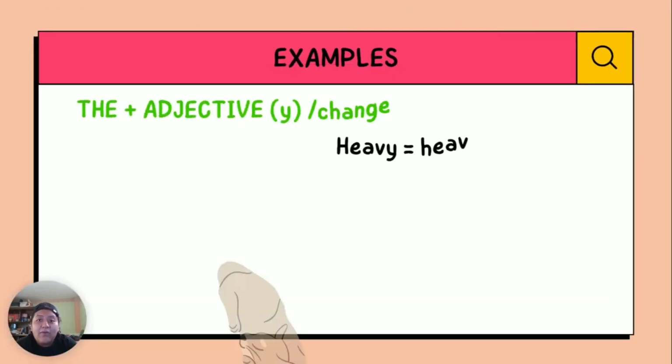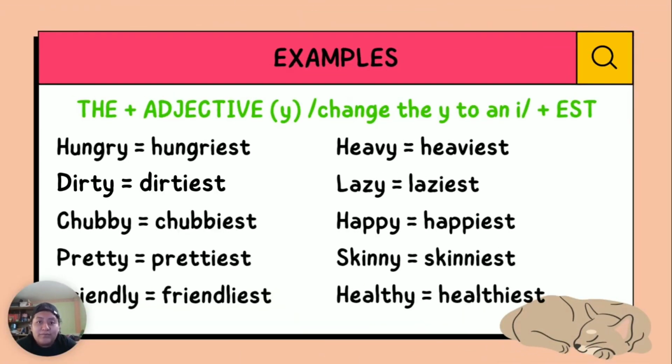And again, here we have more examples. Hungry, hungriest. Dirty, dirtiest. Chubby, chubbiest. Pretty, prettiest. Friendly, friendliest. Heavy, heaviest. Lazy, laziest. Happy, happiest. Skinny, skinniest. Healthy, healthiest.